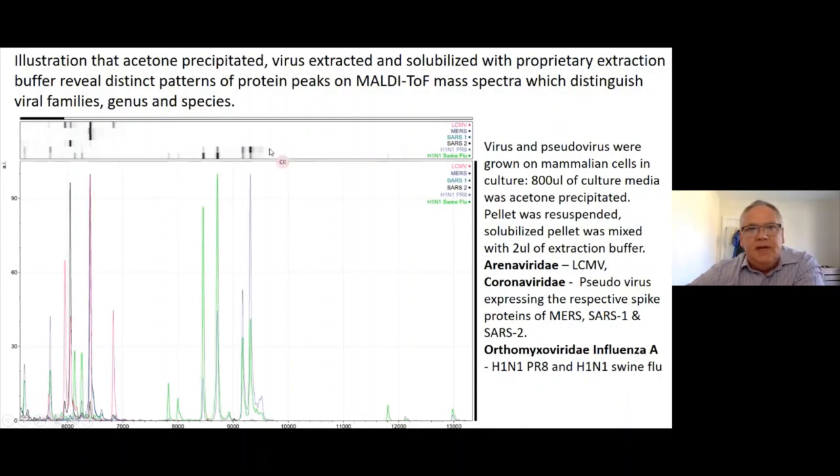So here we have, again, the H1N1 pattern. This is the LCMV pattern that we tend to get. These are our SARS pseudoviruses. We can see there's a difference here between SARS-2 and SARS-1. I don't know what that is at the moment, but there are clear pattern changes. And it gives you the opportunity not only to look for SARS, but you can look for a whole host of different viruses and match and decide what they are.